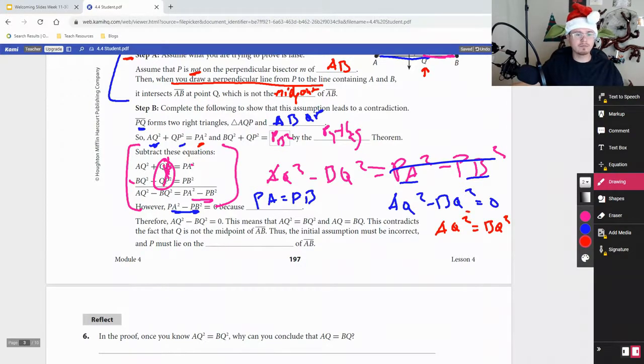Okay. Oh, it doesn't let me write out there. This contradicts the fact that Q is not the midpoint of AB. Thus, your initial assumption must be incorrect, and P must be on the perpendicular bisector. So that's a lot, right? That's a lot to keep track of, and I know that probably was a little confusing.